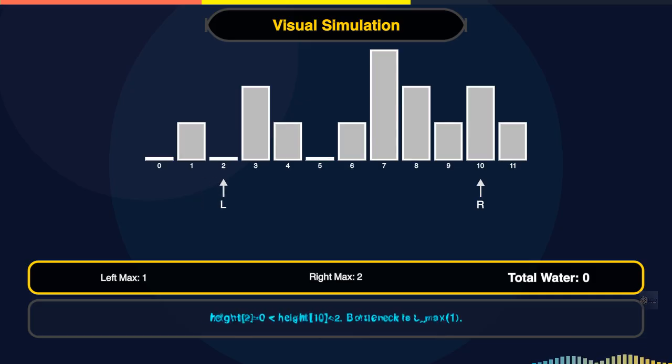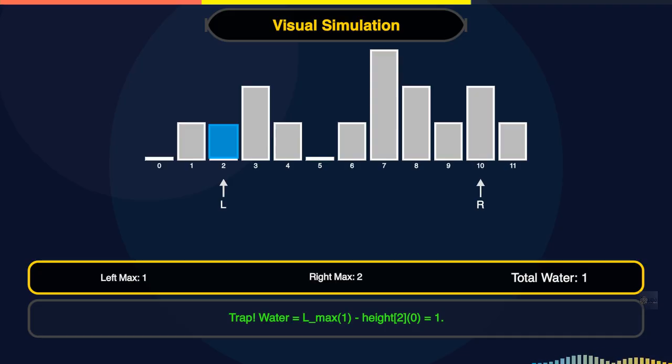Now look at the middle. The pointer on the right is at a bar with height 0. Since our left max is 1 and right max is 2, the bottleneck is the left side. We calculate water as left max minus current height, which is 1 minus 0. Boom! 1 unit of water trapped. Notice the blue highlight appearing on the map.